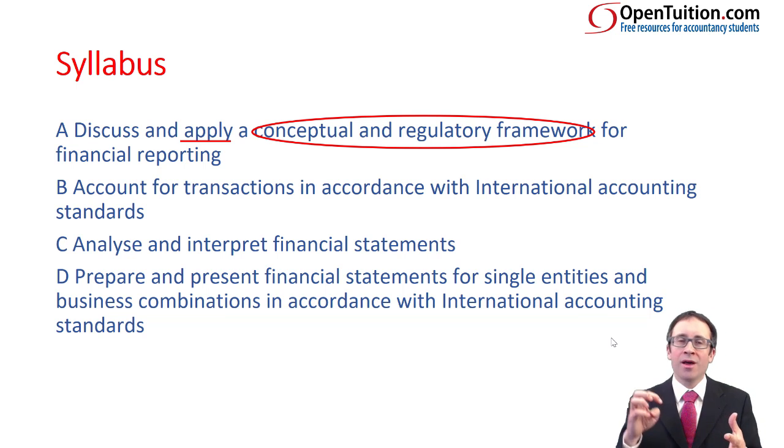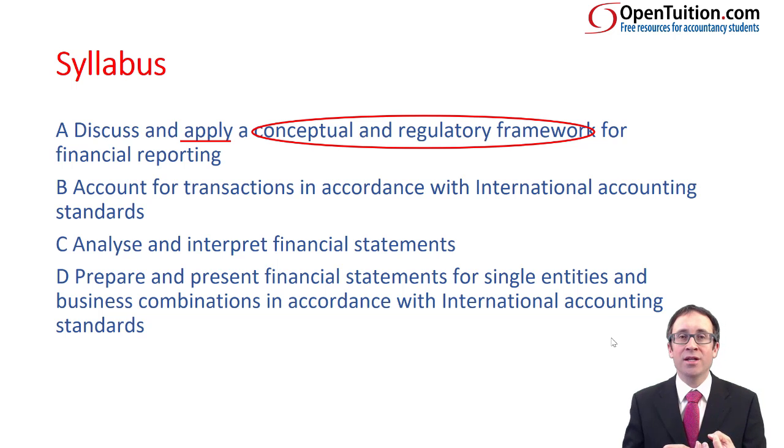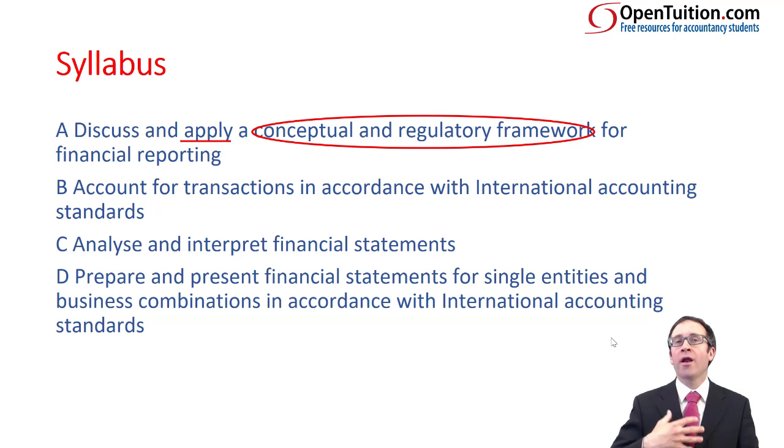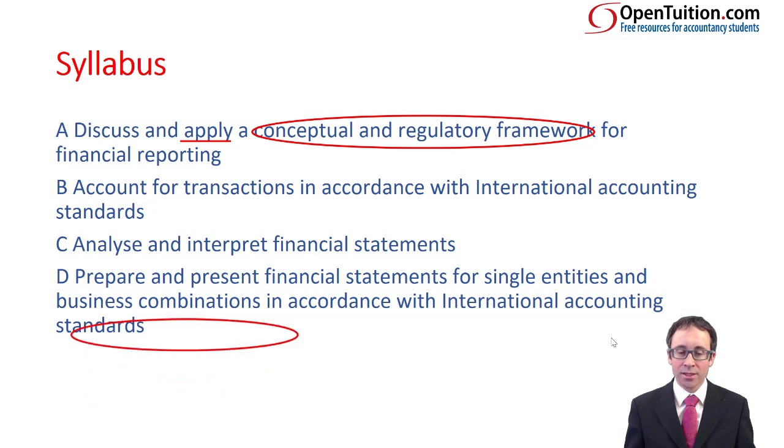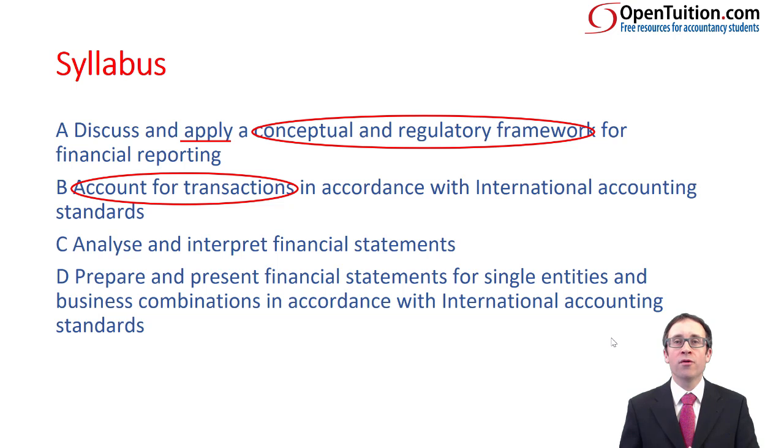So instead of saying, well, this is the definition of an asset, a resource controlled by an entity as a result of a past event that will bring future economic benefit, you are going to have to turn around and say, well, we have property, plant and equipment. Property, plant and equipment meets the definition of an asset because... So it's very much more focused on an application of the knowledge that you have brought forward from financial accounting.